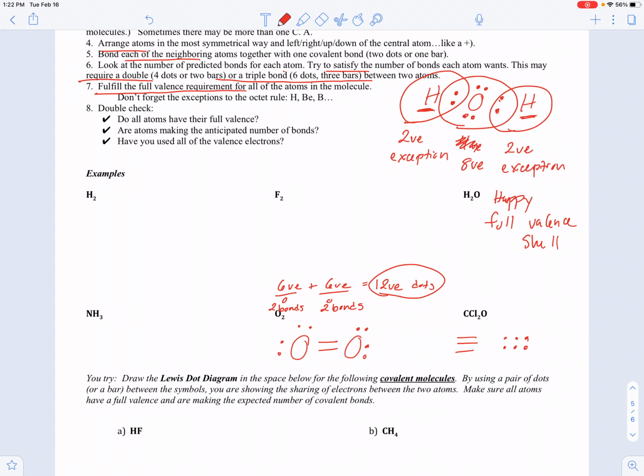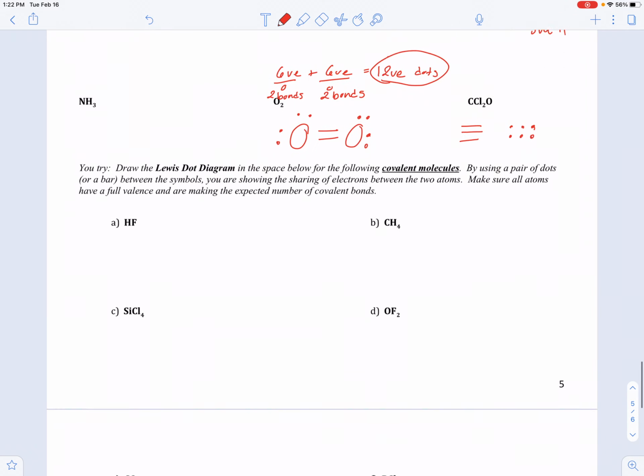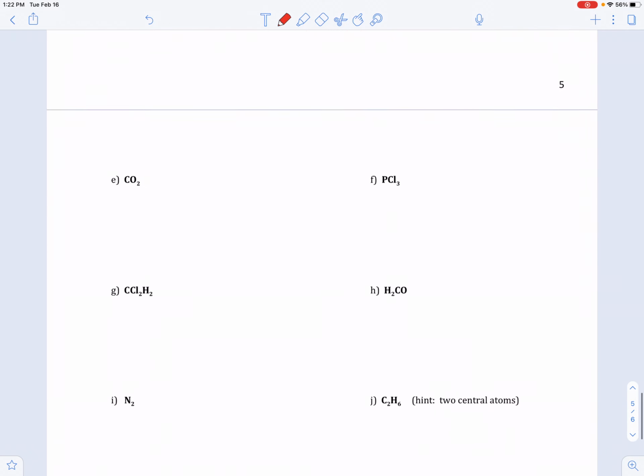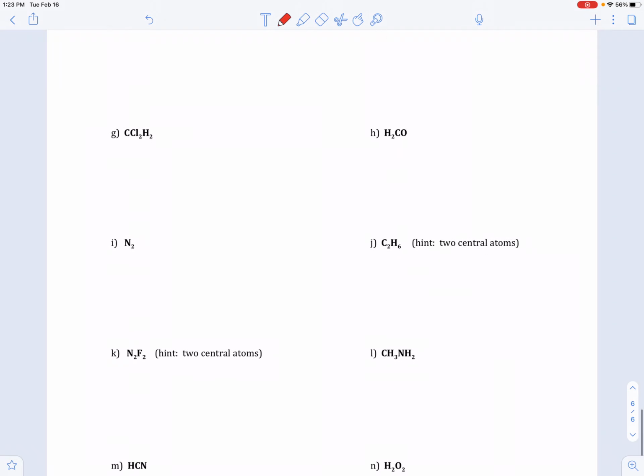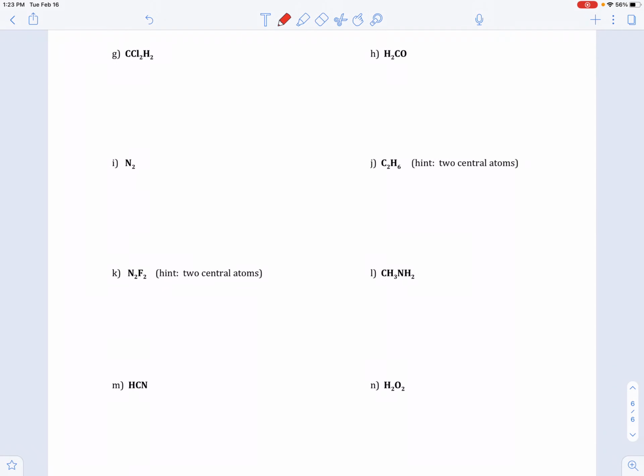So what you're going to do is you're going to try practicing some of these problems with a partner, and hopefully you'll get through those example problems and start to make your way through some of these additional practice problems down here. These larger molecules get a little bit trickier. There will be multiple central atoms. Just do your best.